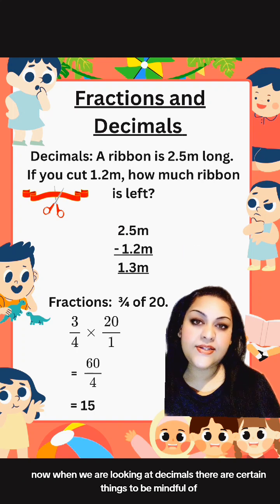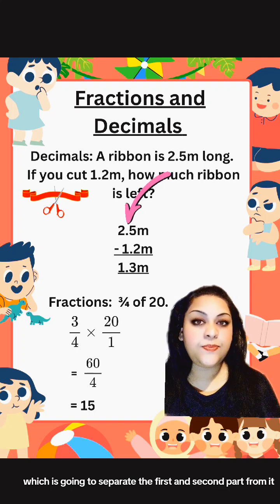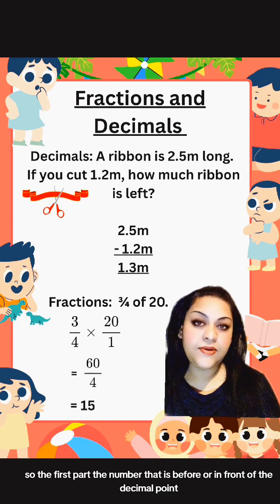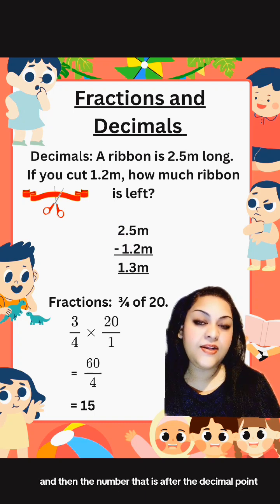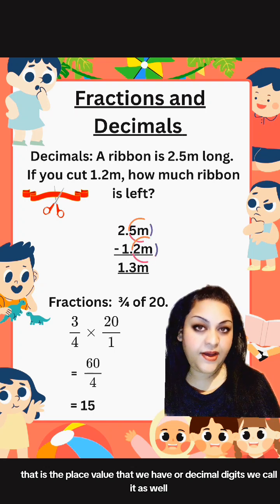Now when we are looking at decimals, there are certain things to be mindful of. Firstly, we have a decimal point, and the decimal point is the dot that is going to separate the first and second part. So the number that is before or in front of the decimal point, that is known as the whole number. And the number that is after the decimal point, that is the place value, or decimal digits we call it as well.